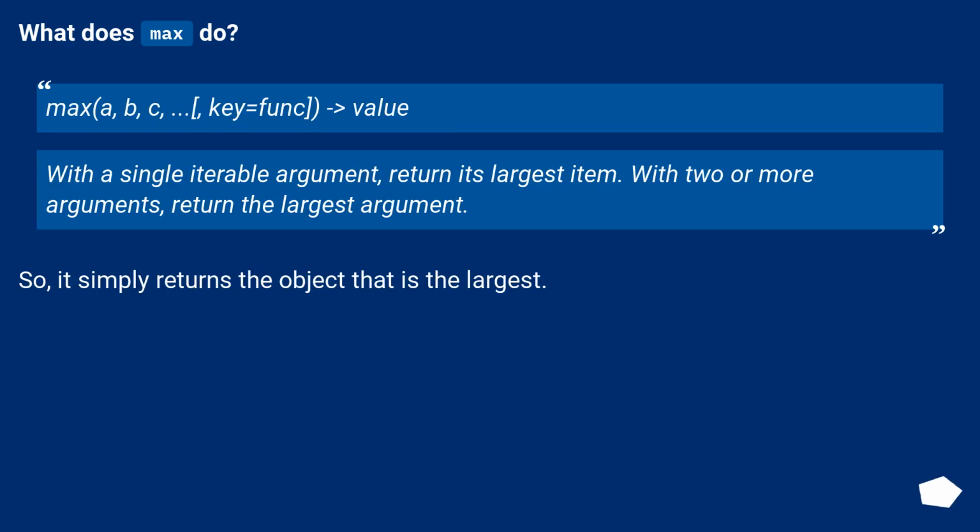What does max do? max(a, b, c, ..., key=func) -> value. With a single iterable argument, return its largest item. With two or more arguments, return the largest argument. So, it simply returns the object that is the largest.